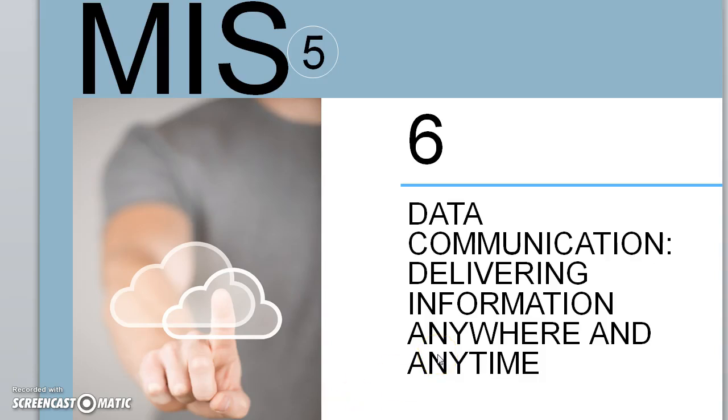Everyone, we are going to talk about Chapter 6. In Chapter 6, we will actually talk about data communication, which is about delivering information anywhere and at any time.